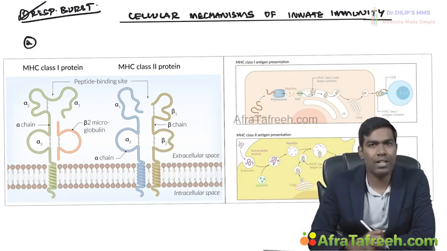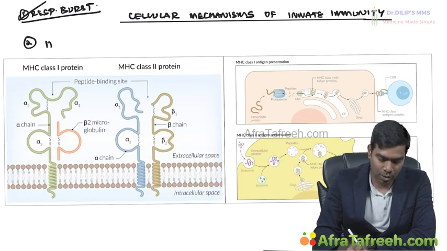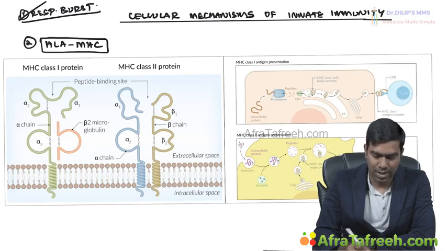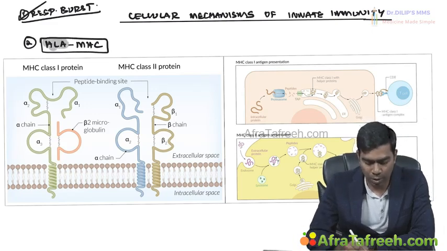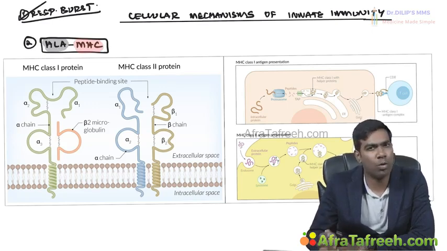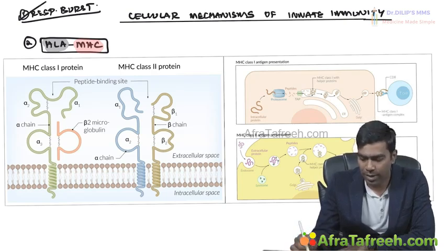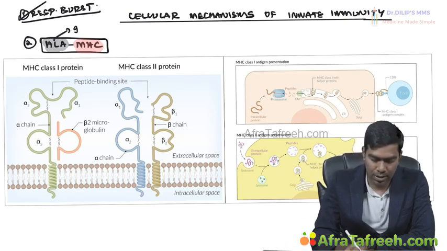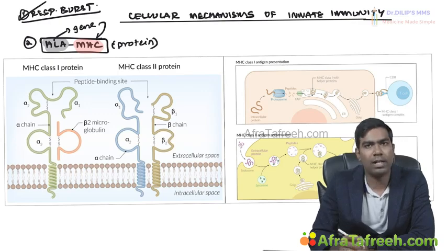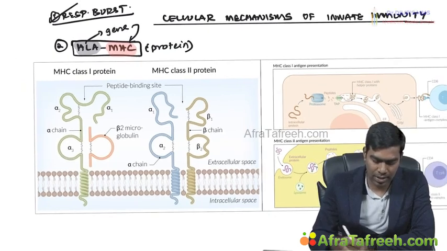The second thing to discuss about the cellular mechanisms is the HLA and the MHC complexes. HLA stands for human leukocyte antigen, and MHC stands for major histocompatibility complex. Are both the same? I don't think so. HLA is actually a gene that produces MHC, which is a protein. So the major histocompatibility complex is a protein generally produced by the HLA gene. This HLA gene is located on chromosome number 6.